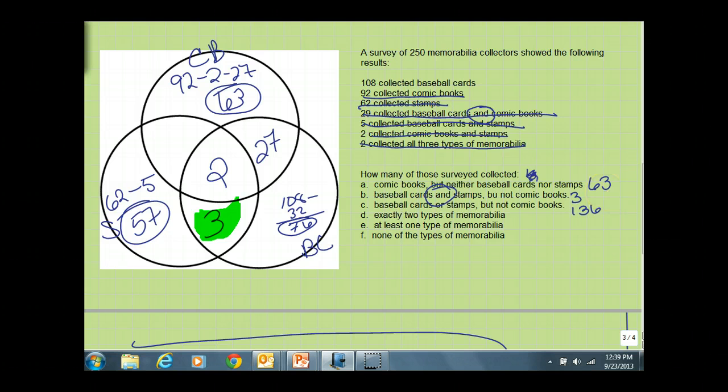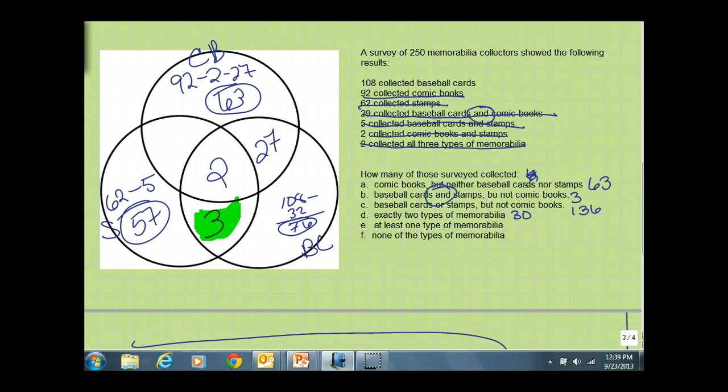Okay, exactly 2 types of memorabilia. On that one, we're only counting the ones that have 2. This one has nothing in it. So how many of those? That'll be 30, right? Okay.